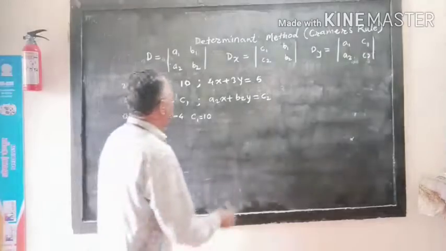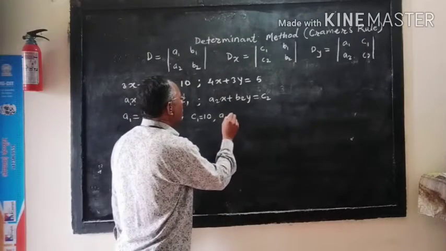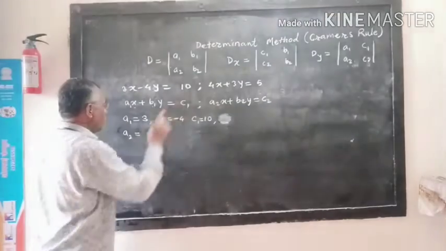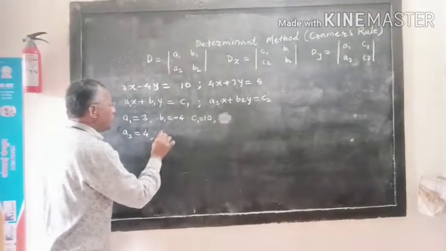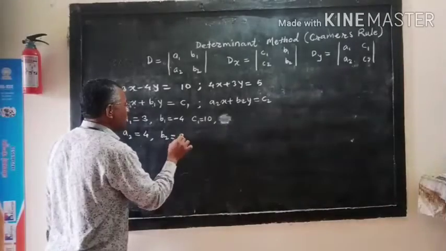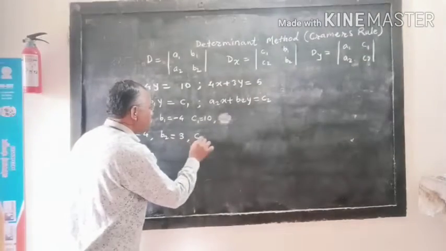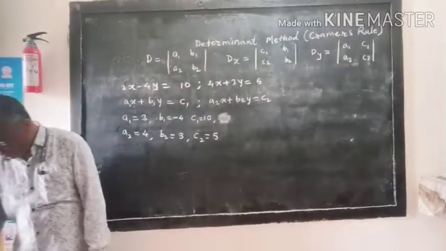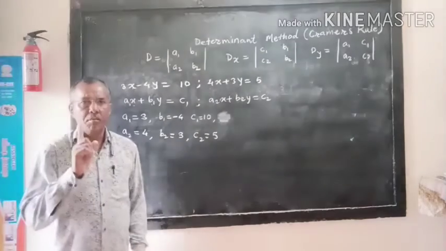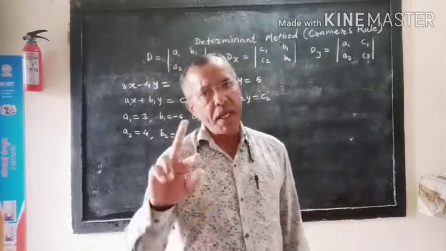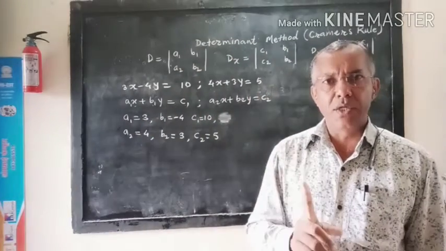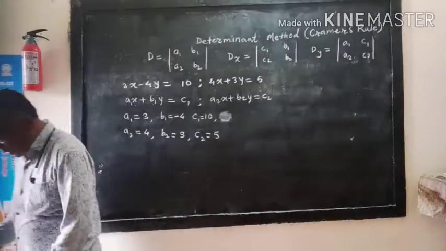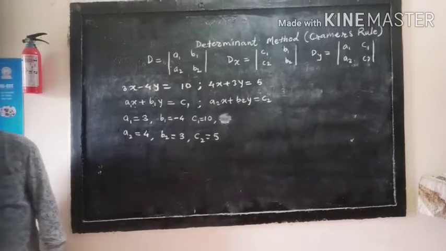Now we will write the values of a2 is equal to 4, b2 is equal to 3, c2 is equal to 5. In this way, it is the first step. You have to write the values of a1, b1, c1 and a2, b2, c2 by comparing these two equations. Now we have to find the value of d.